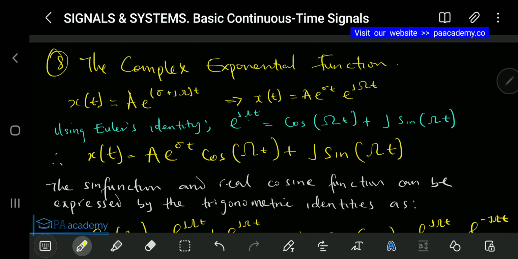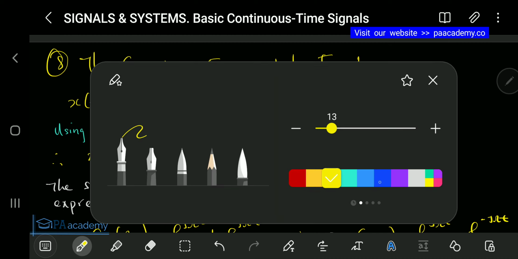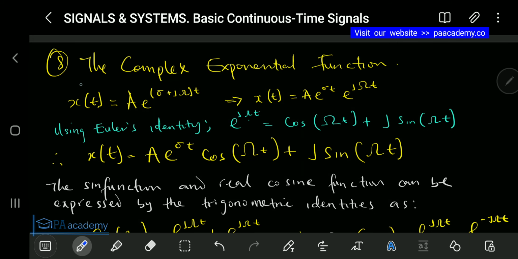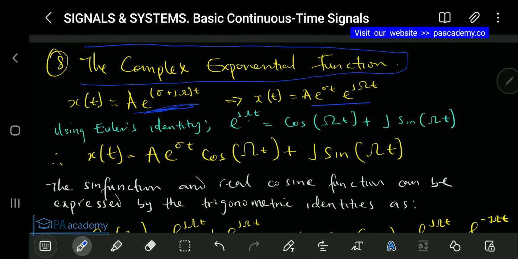All right, so for the complex exponential signal, which is what this particular one is talking about, this is the expression: x of t is equals to a exponential raised to the power sigma plus j omega of t. Exactly. So we can also rewrite this. This can also be rewritten as this, because of the exponential and the plus. So we're going to be having a exponential sigma of t multiplied by exponential j omega t. Exactly. So this is j omega and then the t right here.